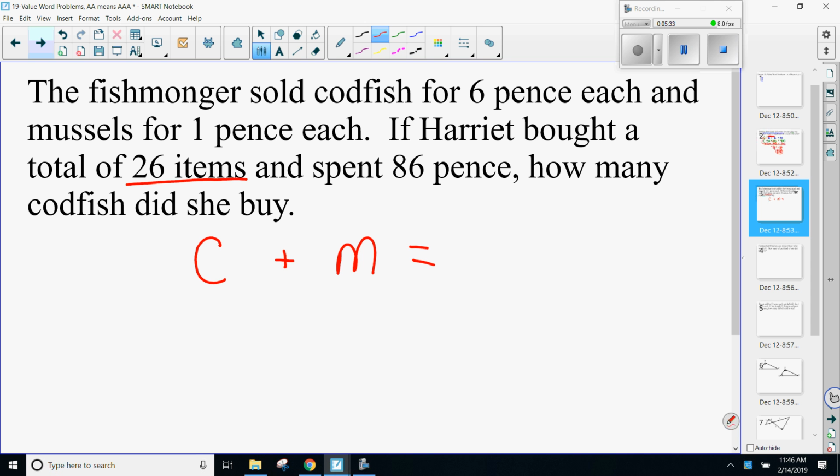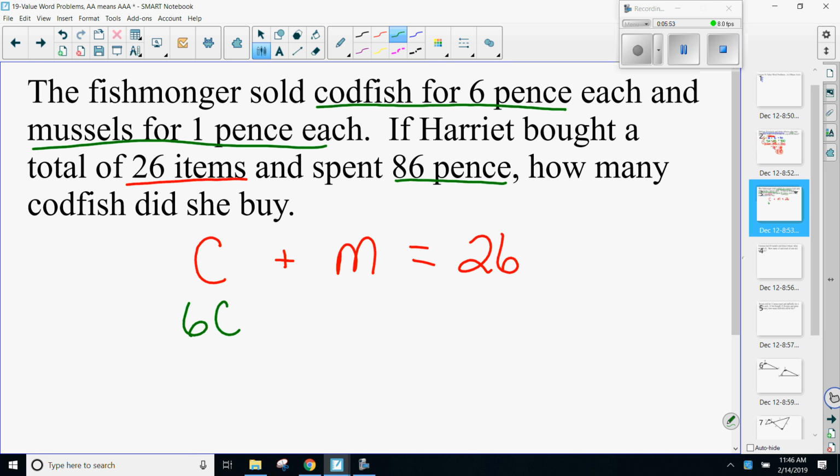26 items. She bought 26 items. How much money did you spend? 86 pence. But what else do I know? Codfish are 6 pence and mussels are 1 pence. How do you write that equation? 6c plus 1m equals 86. How do you solve that?